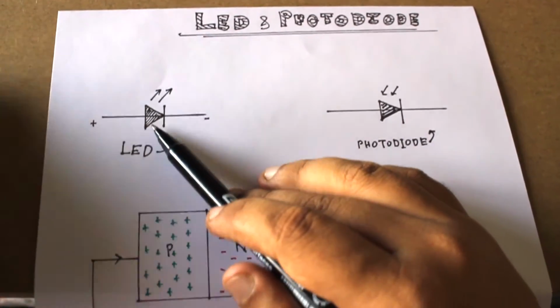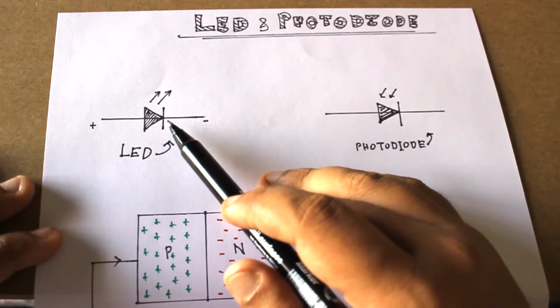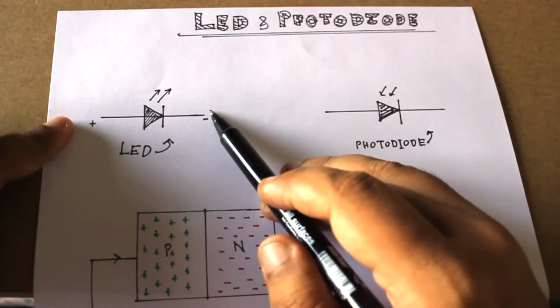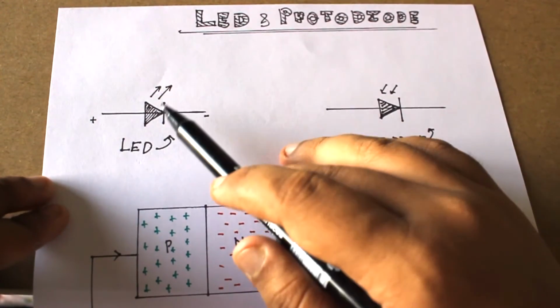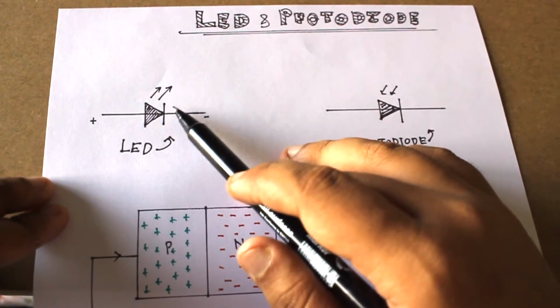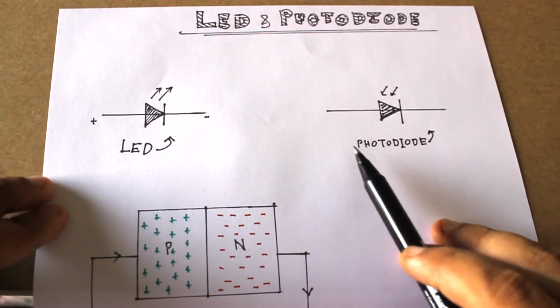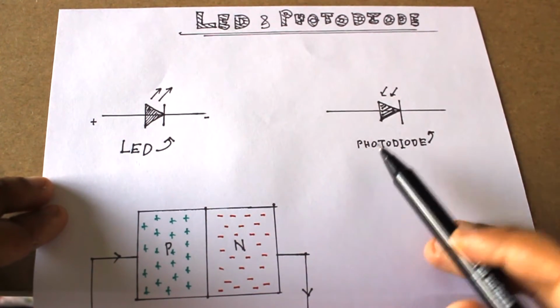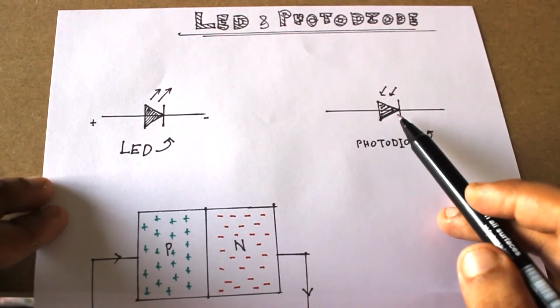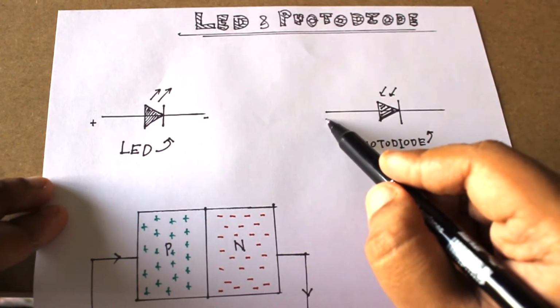LED is a two-terminal PN junction diode that has a cathode and anode. If you supply some voltage across its terminal, then the current will flow through the LED. Everyone knows that. Now photodiode is a two-terminal PN junction diode as well, but the working principle is completely different.